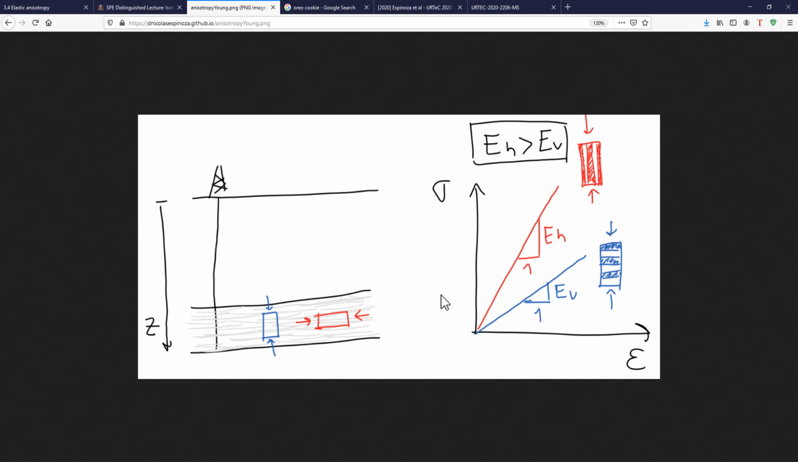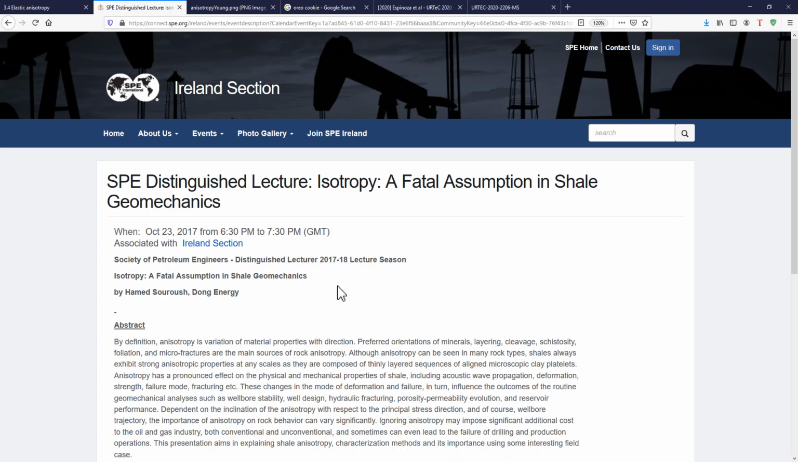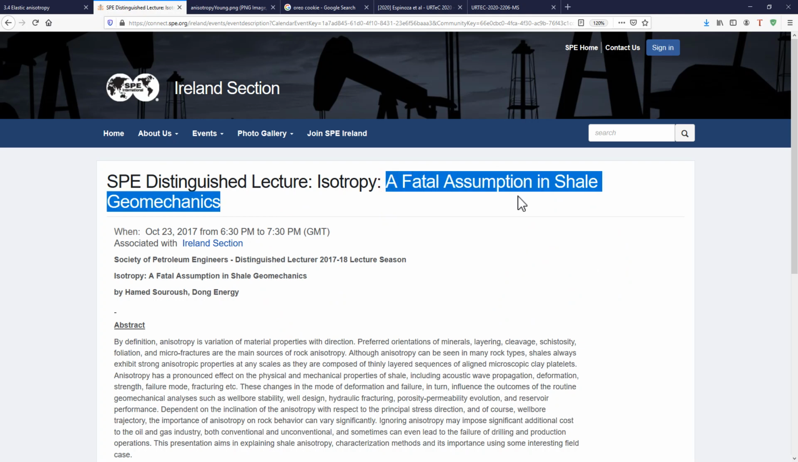As we were saying before, isotropy sometimes is not a good assumption, and you need to know when isotropy is not good. For example, for shales, for organic shales, isotropy is not a good assumption. You have to measure both the horizontal and the vertical Young modulus. As you can see in this title, there are some people that argue that even this could be a fatal assumption if you assume isotropy in shales. So just be careful about this.